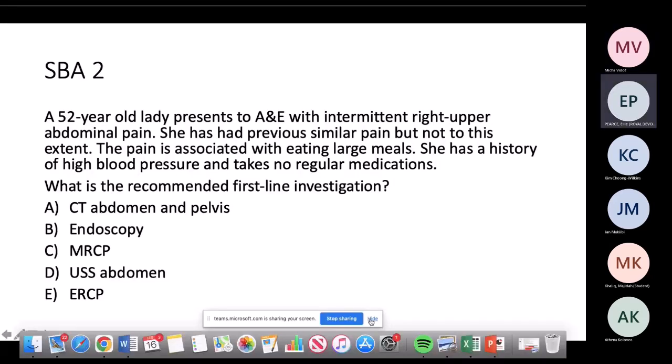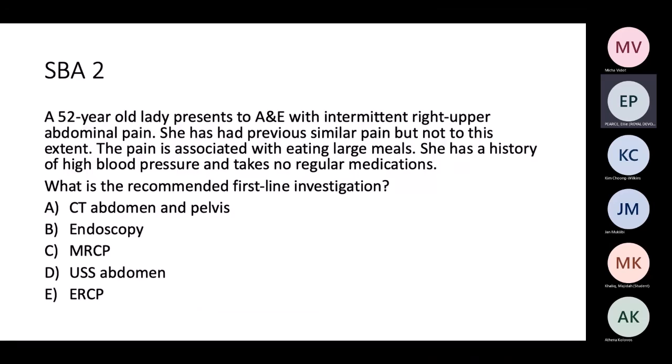Okay, great. So a 52-year-old lady presents to A&E with intermittent right upper quadrant pain. She's previously had pain like this, but it's not been as bad. The pain is associated with eating large meals. She has a history of hypertension, but she's not on regular medication and she controls this with lifestyle measures. What would be the recommended first-line investigation for her?